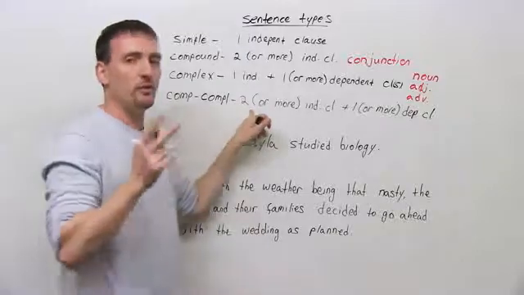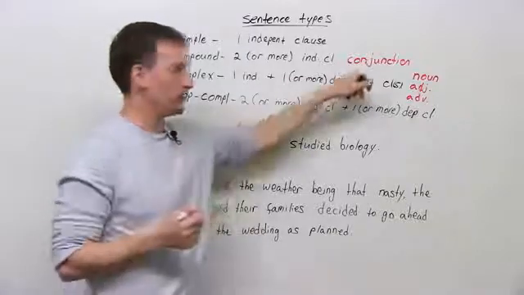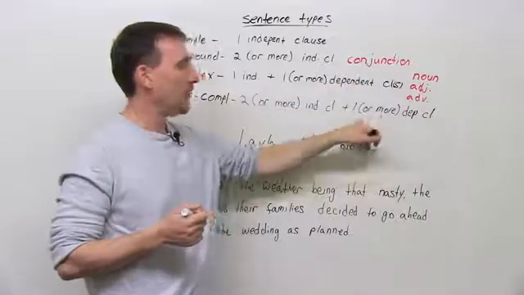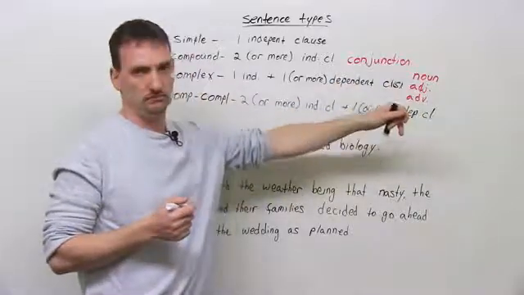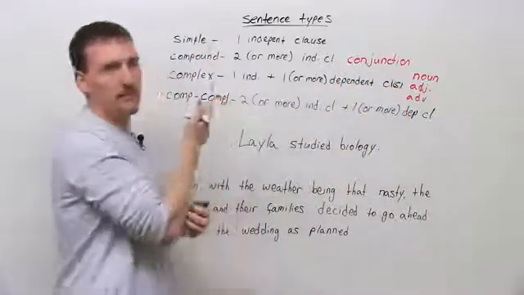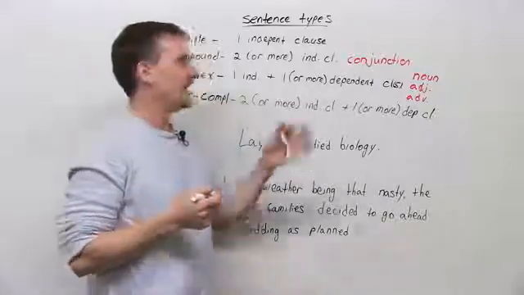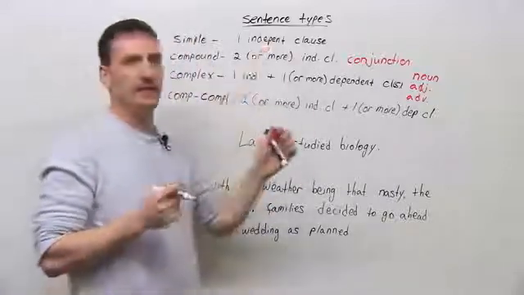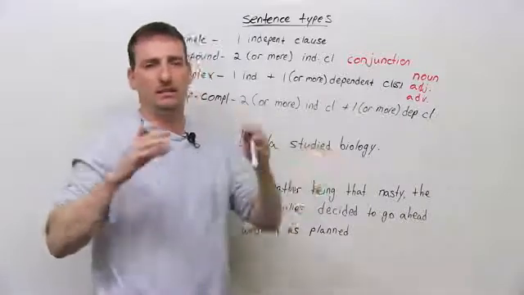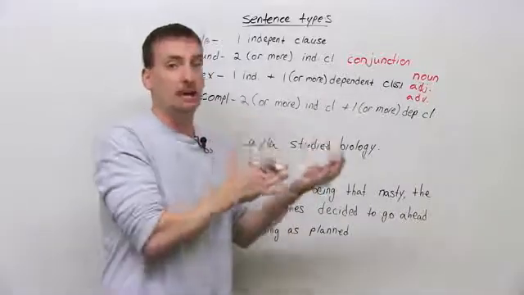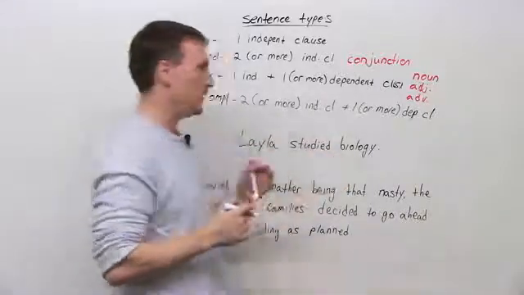Here you have 2 or more independent clauses, again, joined by a conjunction, and 1 or more dependent clauses. Okay? So you have basically all the elements in this sentence. Then, once you have all this stuff, you can add as many complements, or basically extras, as you want. So, let's look at an example.